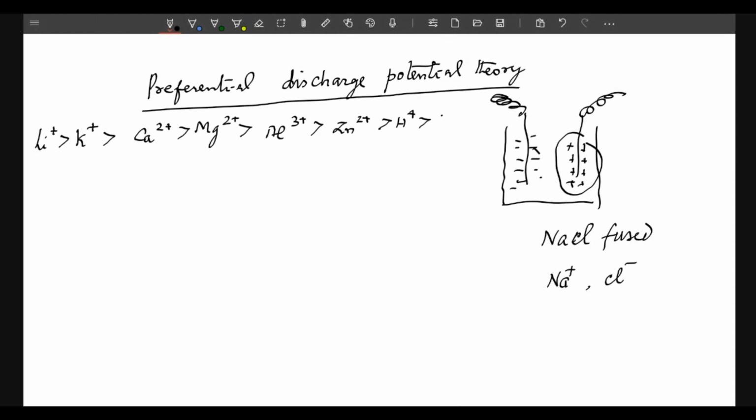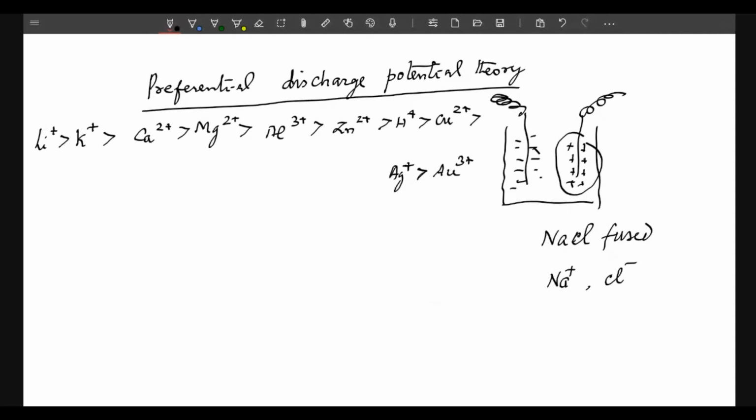What are the metals present after hydrogen? Copper 2 plus next. Silver next. Gold, mercury. I am not giving the full series. And gold 3 plus. Therefore, of these metal ion series, gold 3 plus has the least discharge potential.